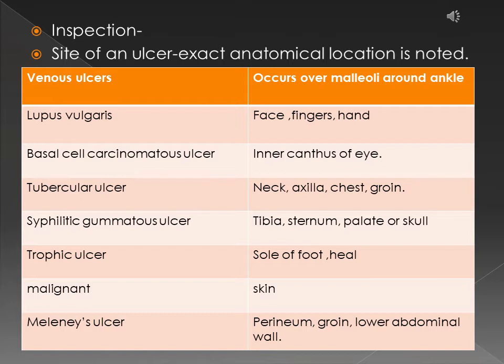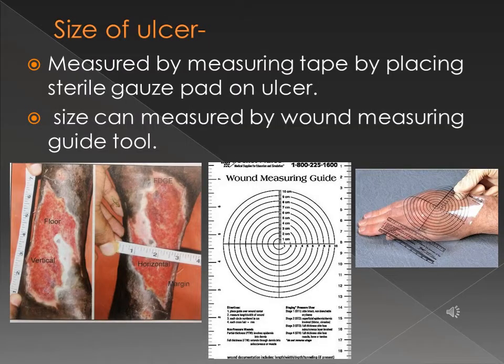Then trophic ulcer is mostly seen on the sole of the foot and heel. Malignant ulcer is mostly of skin, and Meleney's ulcer is mostly seen on perineum, groin, lower abdominal wall. Then we'll see size of ulcer.